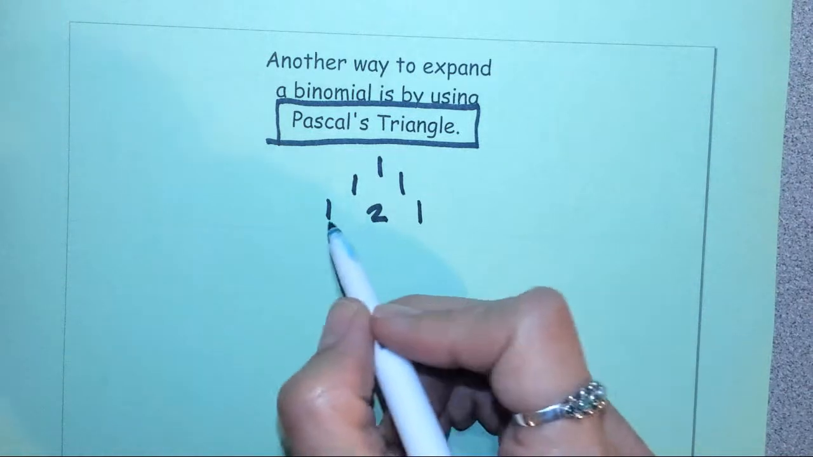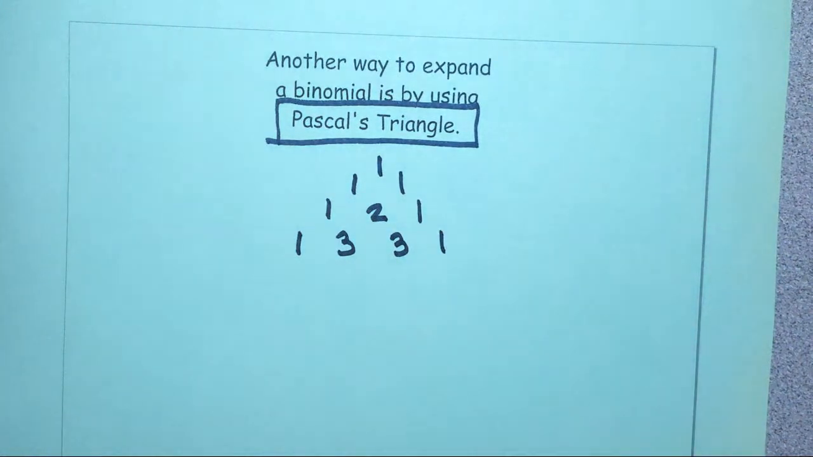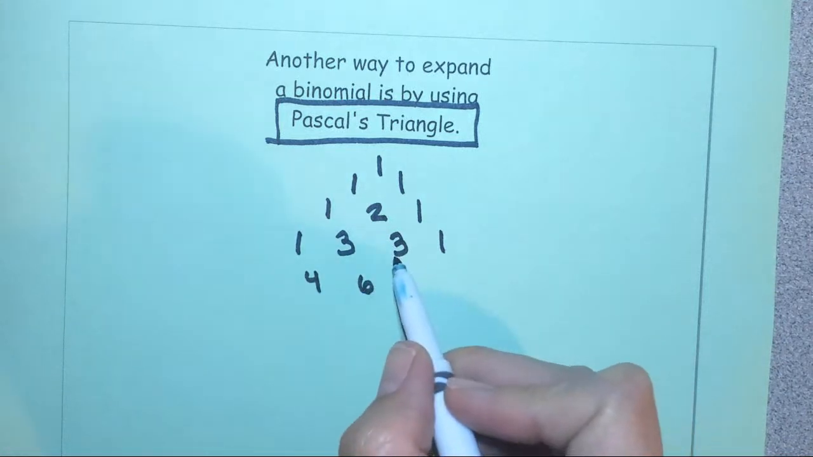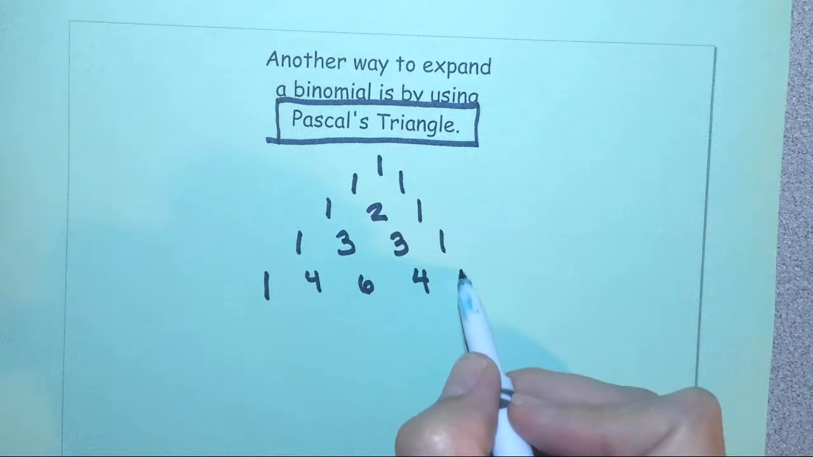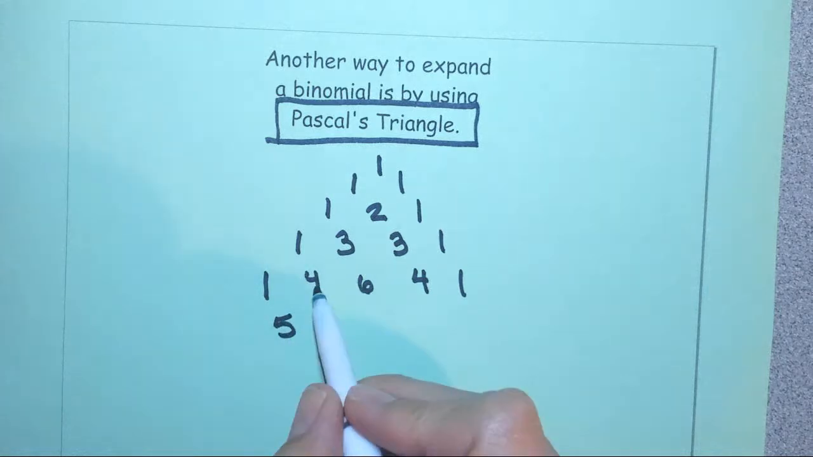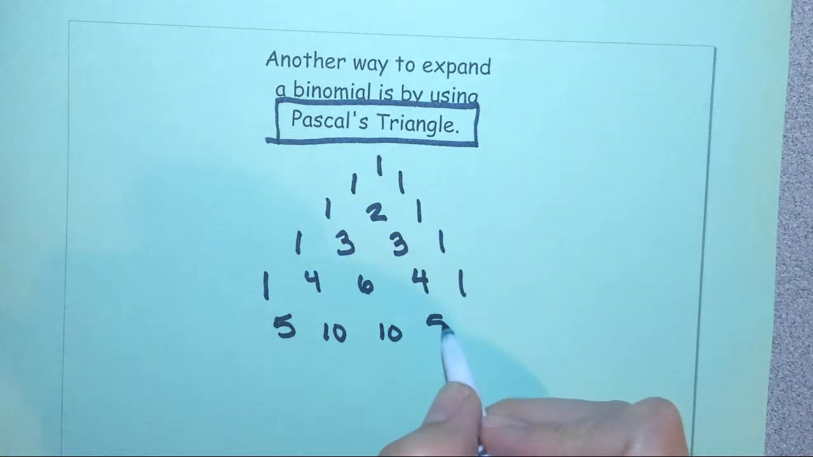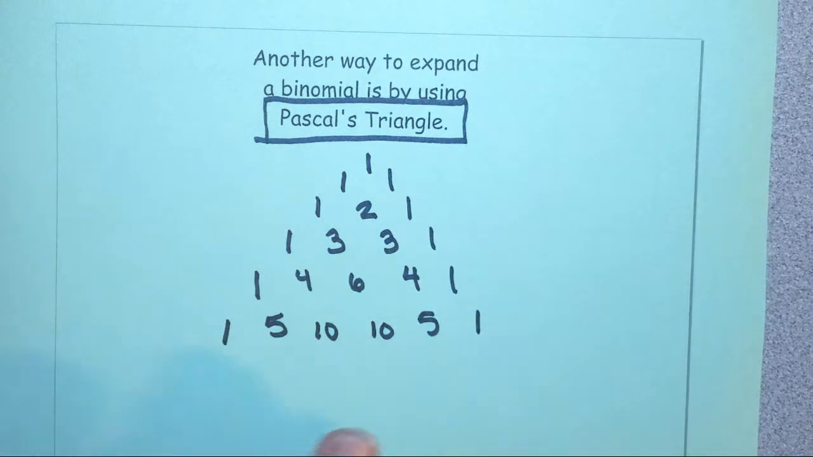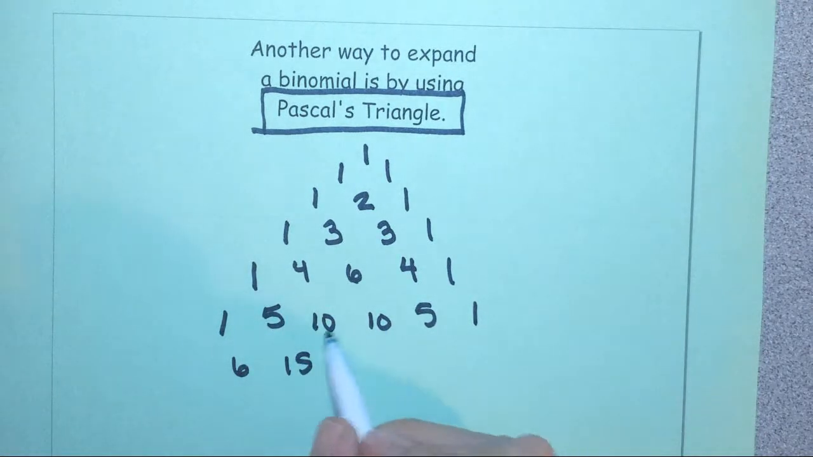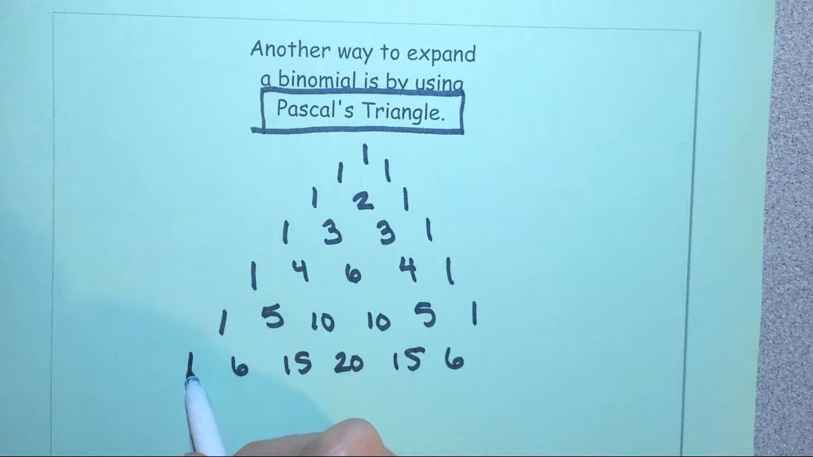Now I have two middles. 1 plus 2 is 3, 2 plus 1 is 3, and the outsides have to be a 1. I've got 1 plus 3 is 4, 3 plus 3 is 6, 3 plus 1 is 4, and the outsides have to be a 1. I'm going to go at least 2 more times. 1 plus 4 is 5, 4 plus 6 is 10, 6 plus 4 is 10, 4 plus 1 is 5, and the outsides are 1. We do one more row. 1 plus 5 is 6, 5 plus 10 is 15, 10 plus 10 is 20, 10 plus 5 is 15, 5 plus 1 is 6, and the outsides are 1.